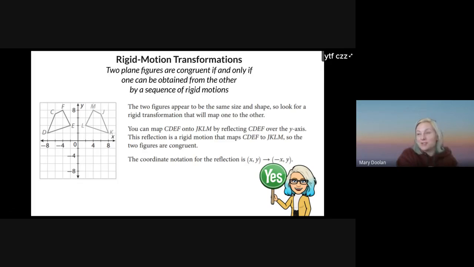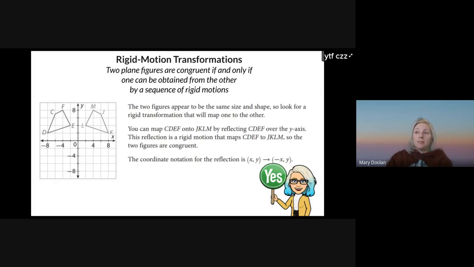Rigid motion transformation. So two plane figures are congruent if and only if one can be obtained from the other by a sequence of rigid motions. And so we looked at that graphic organizer on the last slide. Those are the three types of rigid motions. And so if we look at this picture, the two figures appear to be the same size and shape. So look for a rigid transformation that will map one to the other.